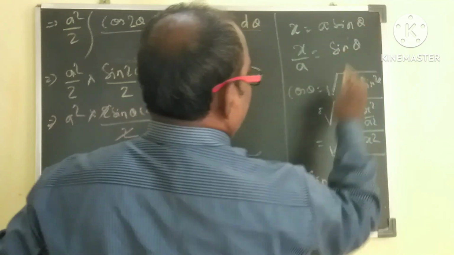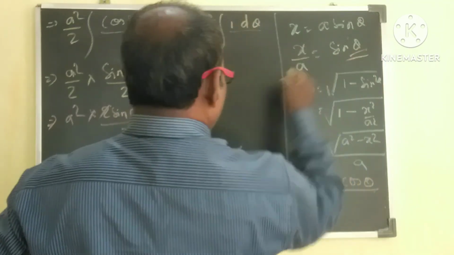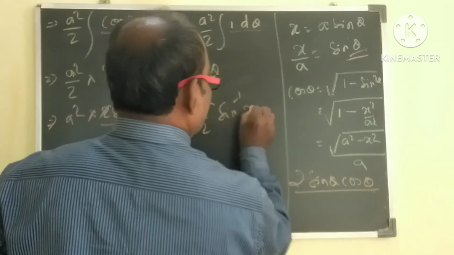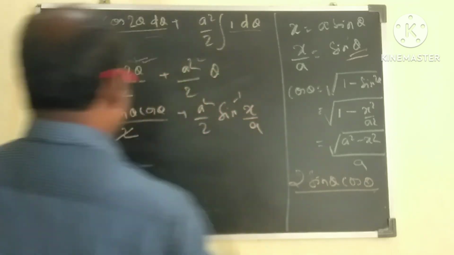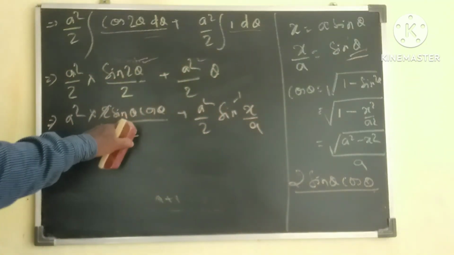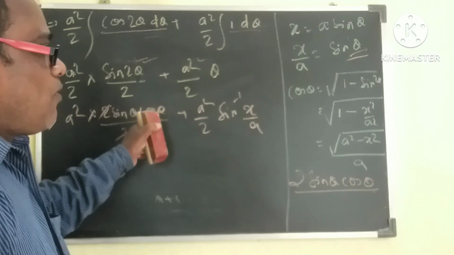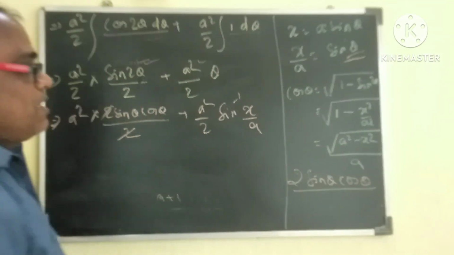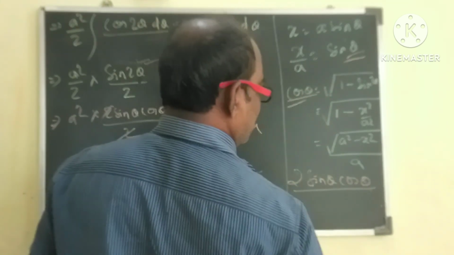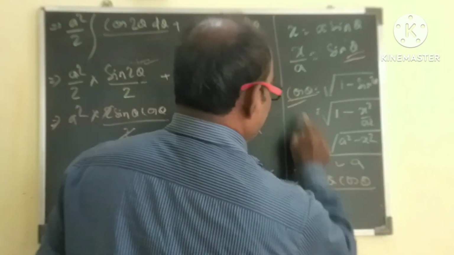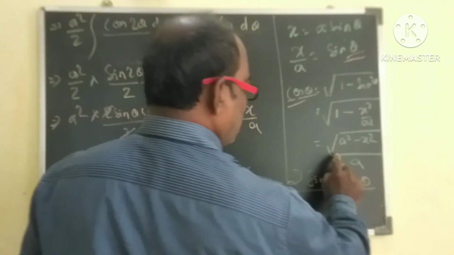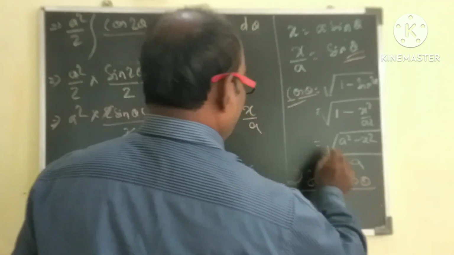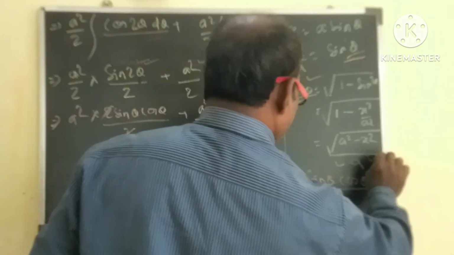Since x is equal to a sin theta, theta is equal to sin inverse x by a. Now we know the value of sin theta, but we have to find the value of cos theta using sin square theta plus cos square theta is equal to 1. If you work it out, the value of cos theta will be this. That is, cos theta is equal to root over a square minus x square by a. Therefore, from here, instead of cos theta, we can write this.